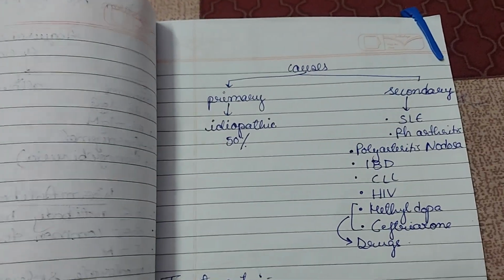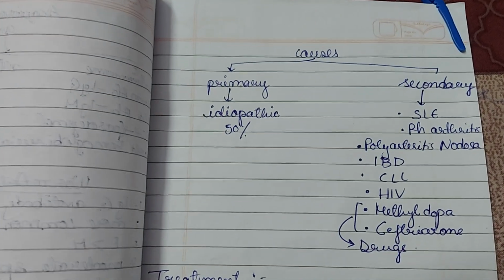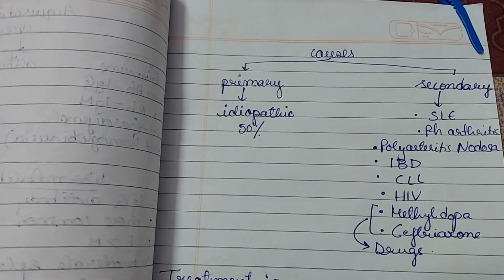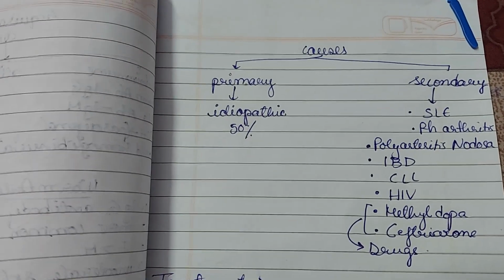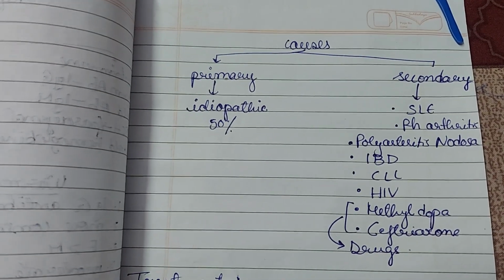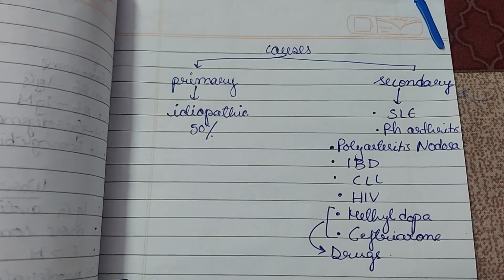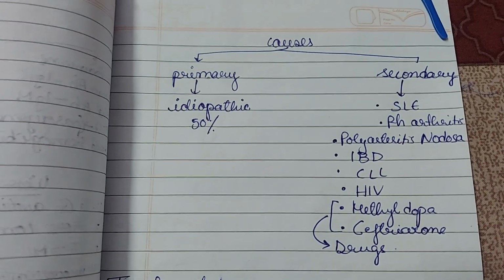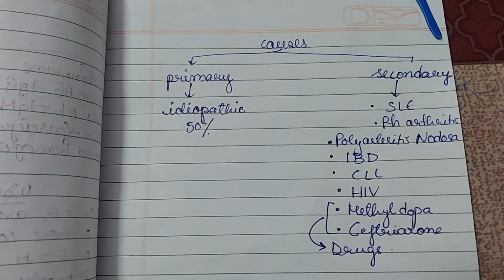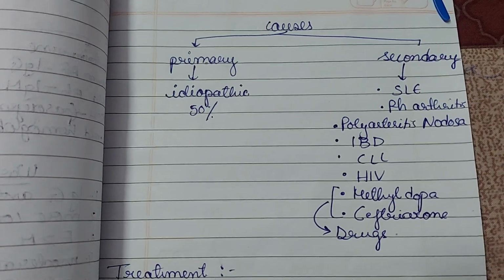Now moving on to causes of warm antibody mediated AIHA. Causes are basically divided into primary and secondary. Primary causes are 50%, and 50% of cases are idiopathic, meaning cause unknown. Secondary causes of warm antibody mediated AIHA are SLE, rheumatoid arthritis, polyarteritis nodosa, IBD, that is inflammatory bowel disease, CLL, and HIV. A few drugs also cause warm antibody mediated AIHA. They are methyldopa and ceftriaxone.